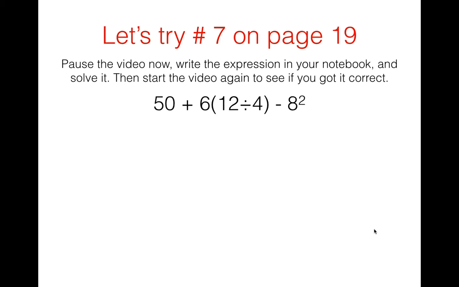Anyway, all right, so let's try number 7 on page 19. Again, you're going to pause the video, you're going to write the expression in your notebook, and you're going to solve it. So I wrote the expression right here, so you can either write it from this or you can copy it out of your book. So after you solve it, while you've got the video paused, after you solve it, you're going to push play and watch how I solved it and make sure that you solved it the same way I did. Okay, push pause.